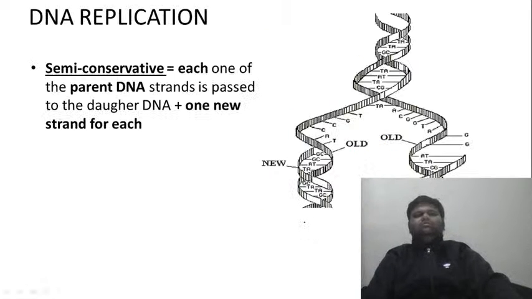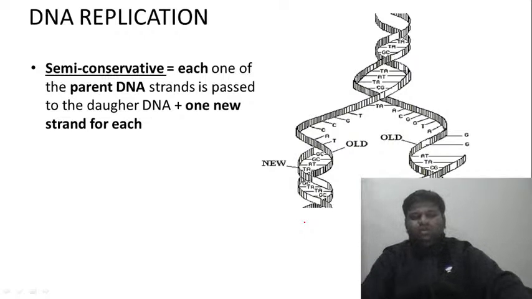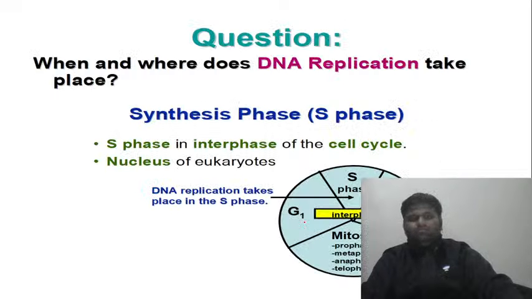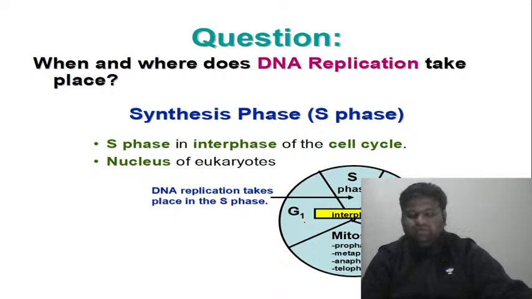DNA replication, as we saw, is semi-conservative. Each one of the parent DNA strands is passed to the daughter DNA, and one strand for each is there. So one is the new strand, the other one is the old strand. Where and when does DNA replication take place? It takes place in the S phase, in the interphase of the cell cycle. The nucleus of the eukaryotes is the location where it takes place.